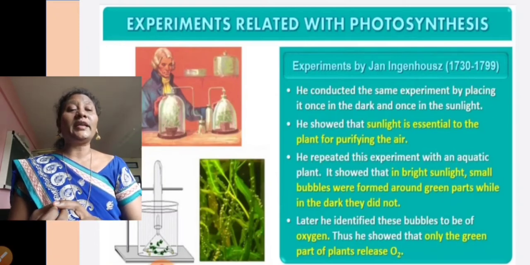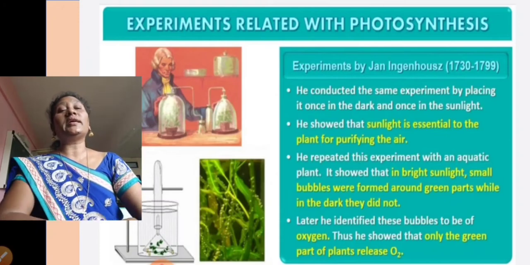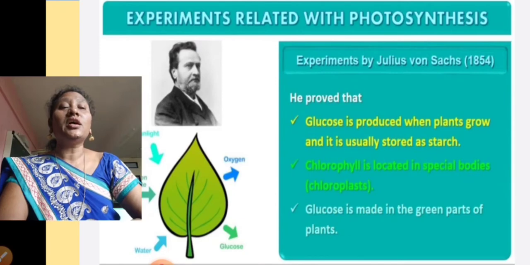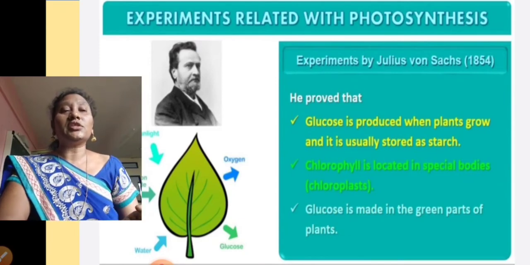Later he identified these bubbles to be of oxygen. Thus he showed that only the green part of a plant releases oxygen. Only the green parts of the plant are capable of releasing oxygen during the process of photosynthesis.